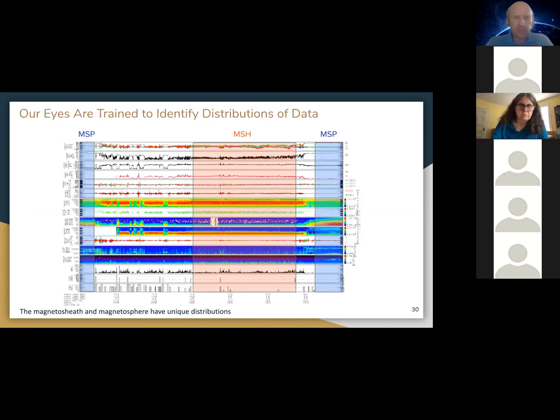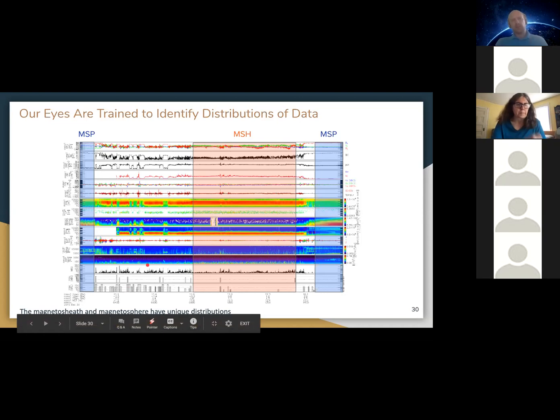And we're able to do that so quickly because our eyes don't look at each individual point. Instead, we look at the collective of points and create sort of a distribution or a concept of what each of these regions look like. So that's what we want to build into our model. We want to build in the concept of what is the magnetosphere, what is the magnetosheath.